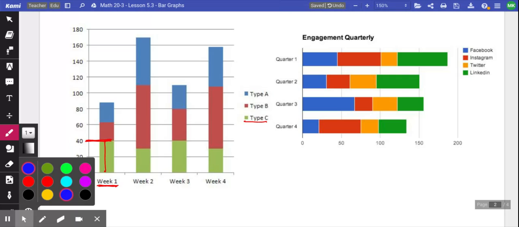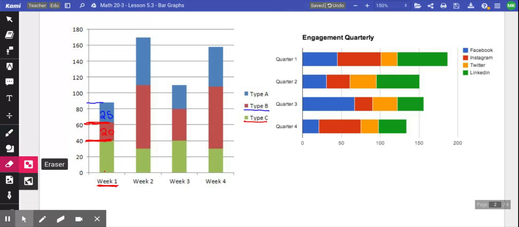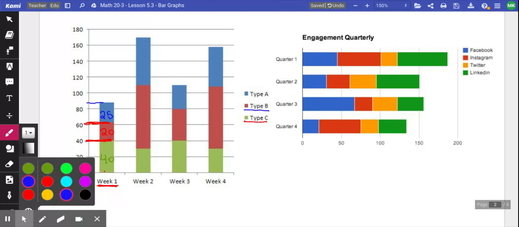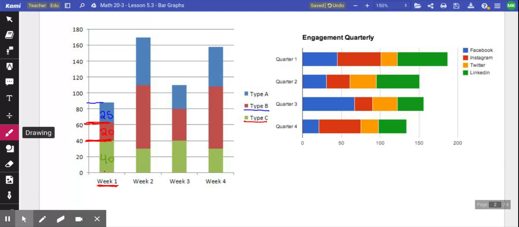In type 2 or type B, they had from 40 to 60, so there was 20 of them. And then type A went from 60 to about, let's say, 85, so that would be another 25. So you can see it's still the same idea. It's just now that they've stacked them on top of each other so that you can see the total number of types you have. The grand total for this week 1 would have been 85, approximately.